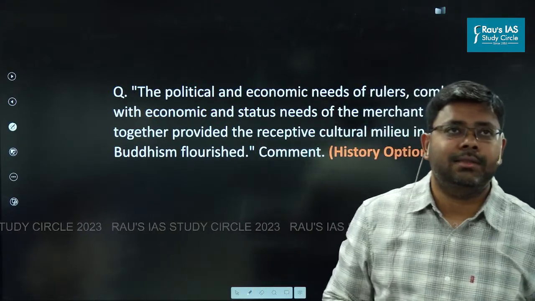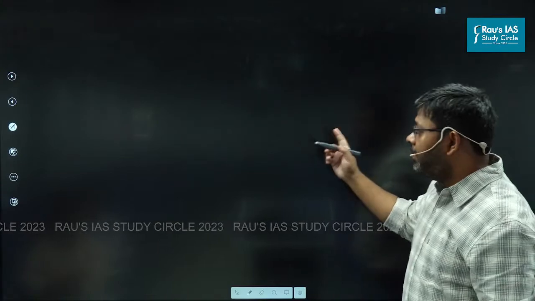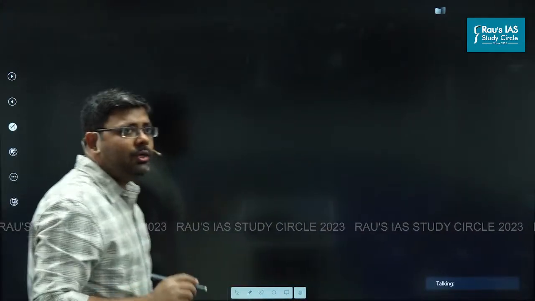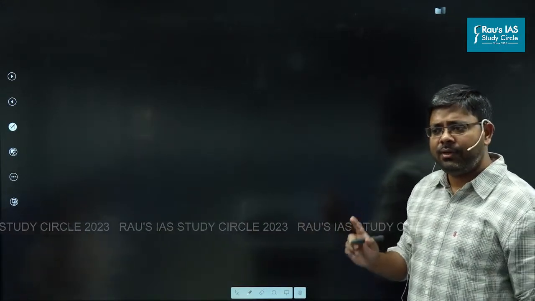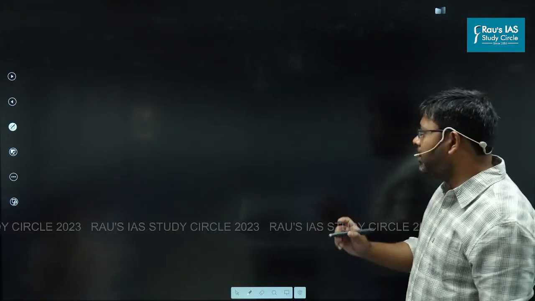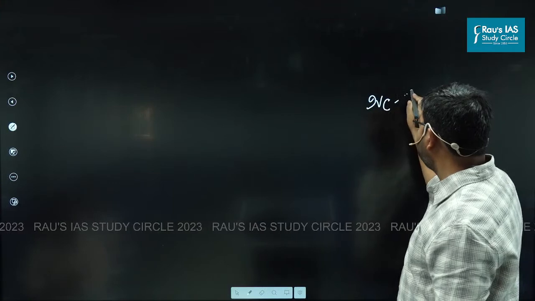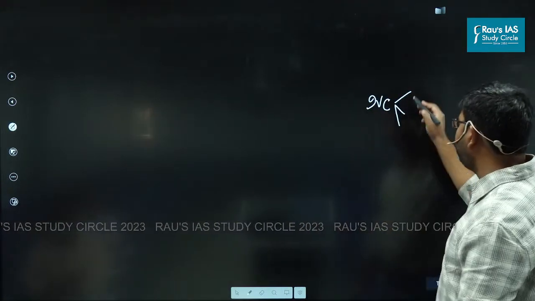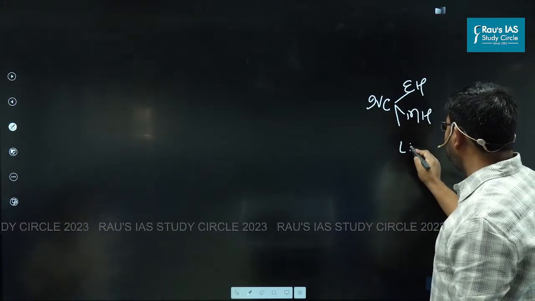Now, let me show you another interesting thing. Suppose you talk about Mortimer Wheeler. Mortimer Wheeler said that it was the Aryan invasion that led to decline of IVC. Now, the IVC, when we talk about the Indus Valley Civilization, is divided into three phases: the early Harappan phase, the mature Harappan phase, and the late Harappan phase.